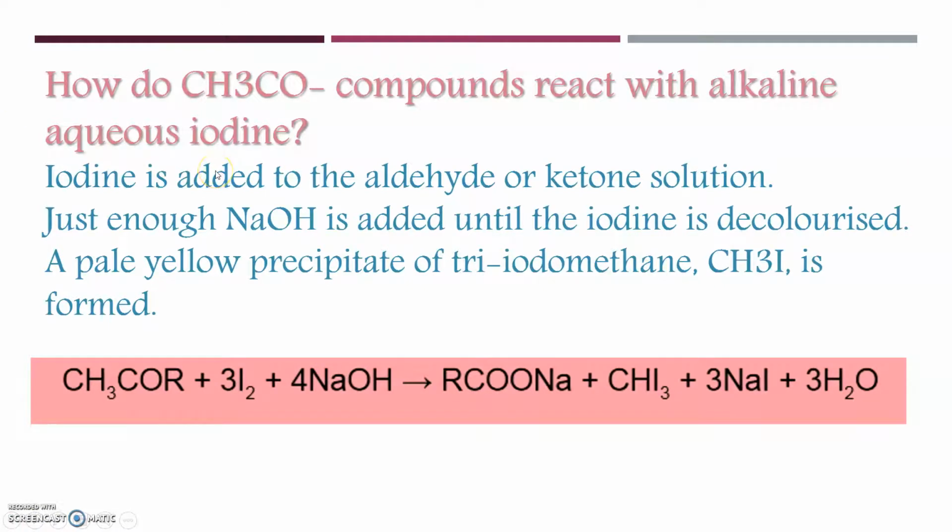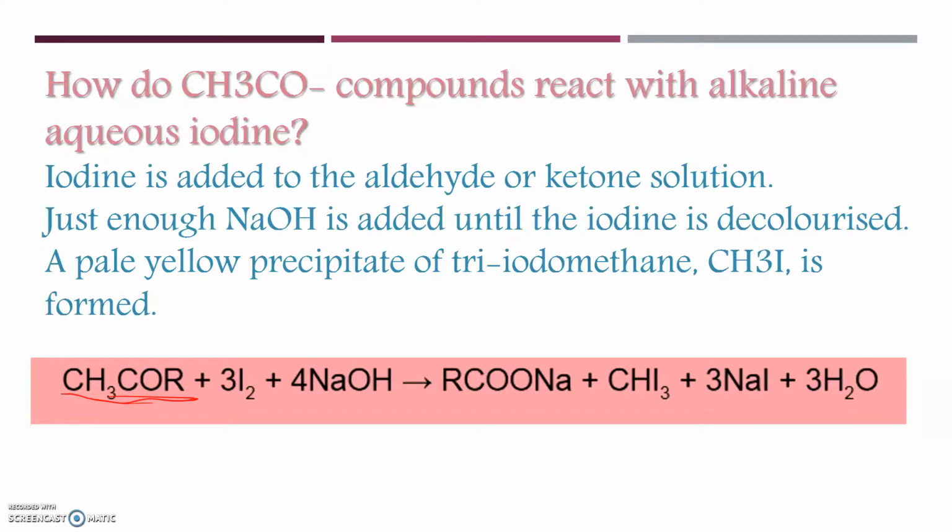Okay, the last reaction in this chapter: how CH3CO compounds react with alkaline aqueous iodine. Let's check that. Iodine is added to an aldehyde or ketone solution. Just enough NaOH is added until the iodine is decolorized. A pale yellow precipitate of triiodomethane, CHI3, is formed. So this is what happens with CH3CO, which is a ketone, right?